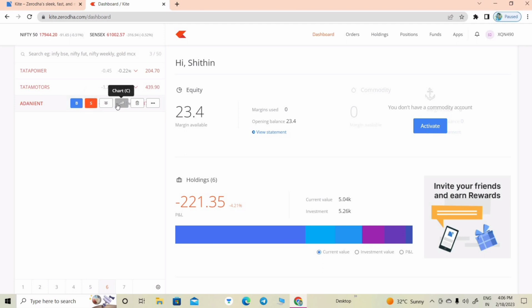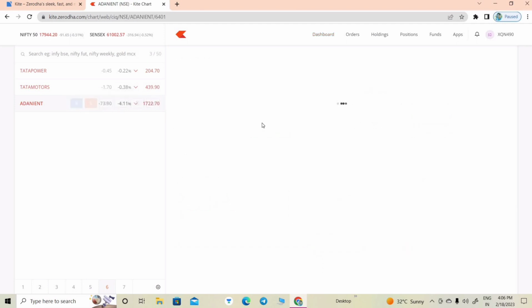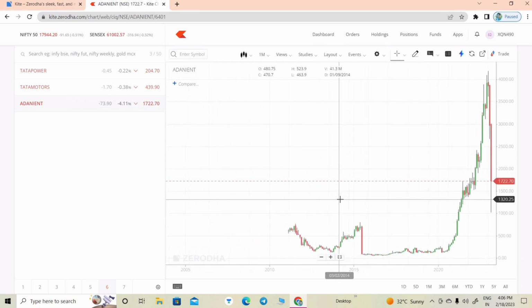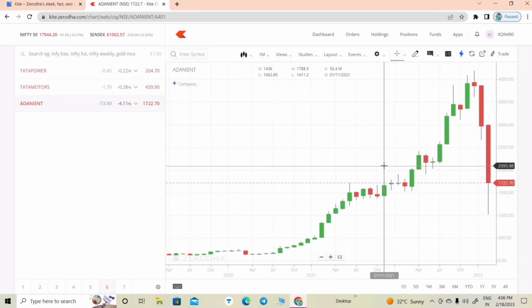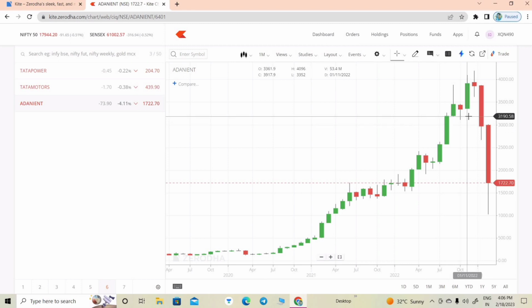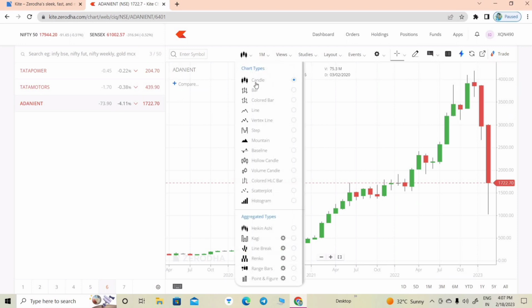For that, there is a chart available, and clicking on that chart, we can see a window like this. This is the platform where we identify the current market scenario, how the stock is performing, and all the details we can see from this window. At the top, we can see a candle bar, a colored bar. Based on your requirement, you can change the candle.